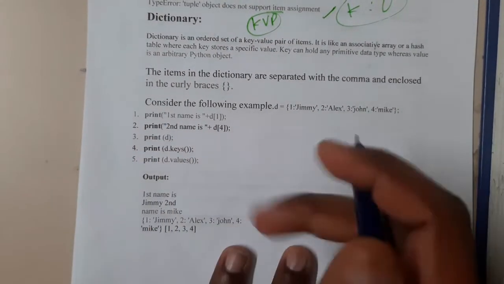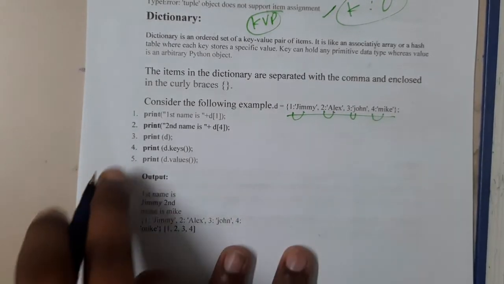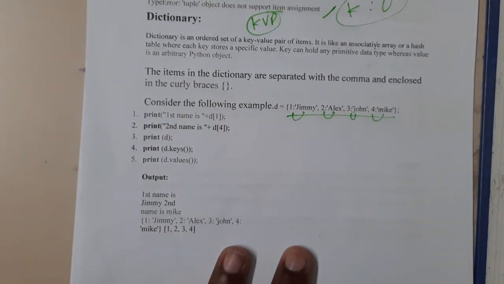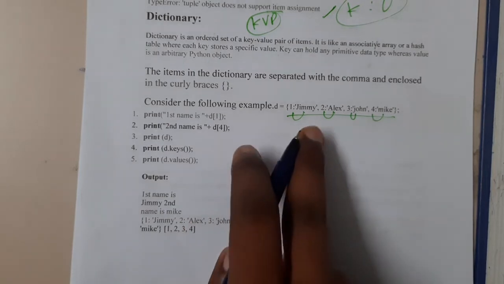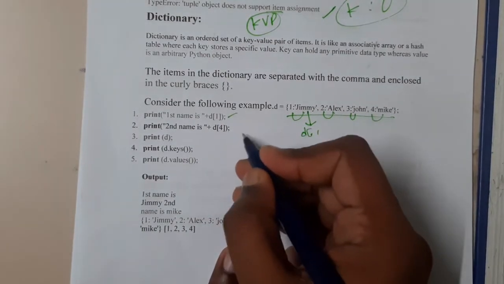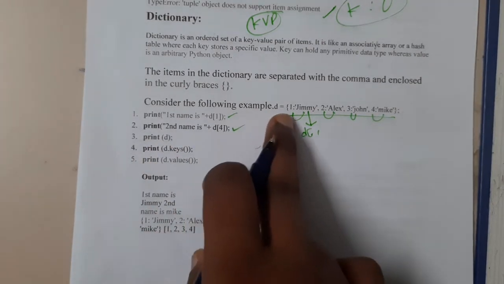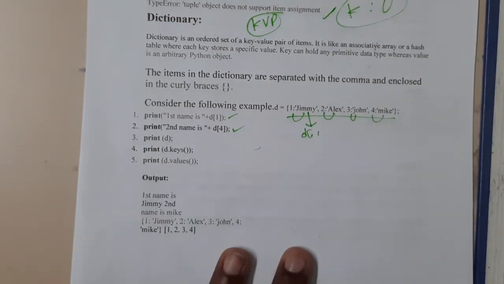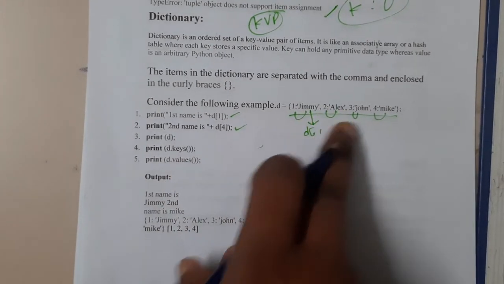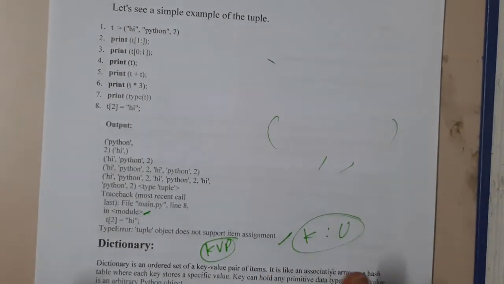So assume that the dictionary already has these things: 1 is Jimmy, 2 is Alex, 3 is John, and 4 is Mike. Assume print first name of D1. So what is in D1, guys? D1 is nothing but Jimmy, right? So data will be printed here. Similarly, Mike will be printed here. Print D means the whole dictionary will be printed. D dot keys, only keys: 1, 2, 3, 4 will be printed. D dot values, only names will be printed. That's it. I hope everyone got a clear idea on dictionaries, guys.